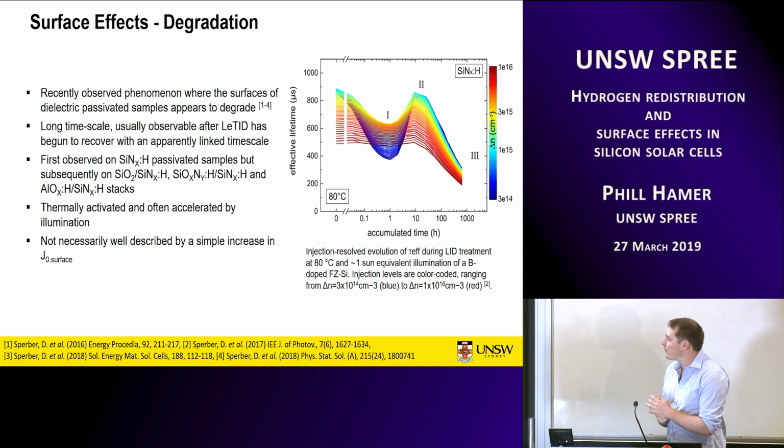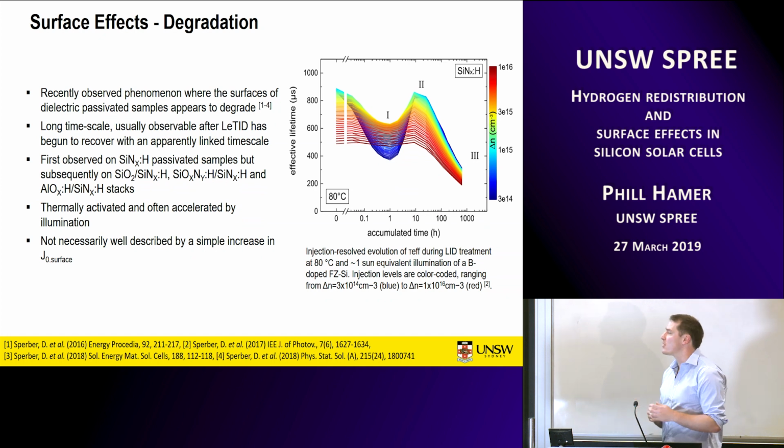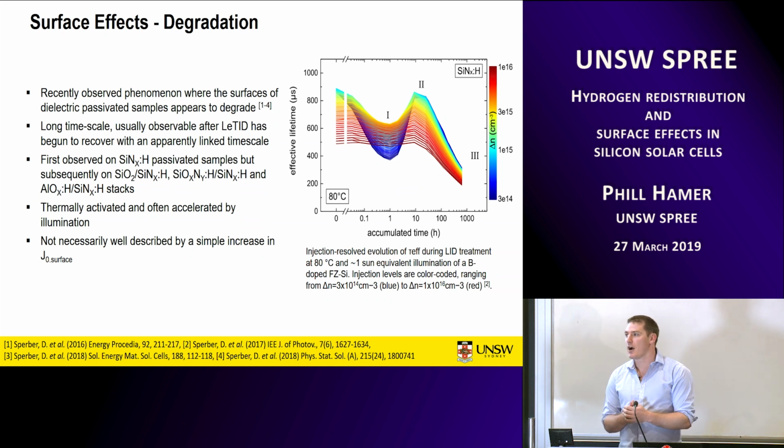The caveat here is that the AlOx samples, where they're passivated with an AlOx layer with this nitride on top, are similar but different. I'll come to that at the end because they actually show quite a different injection level and degradation characteristics. It's definitely thermally activated. The higher temperature, the faster it occurs, and it does seem to have a link to the time scale with LeTID. So the faster LeTID goes, the faster this goes, and you usually can't see it until LeTID has started to recover.